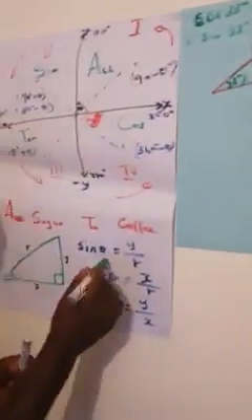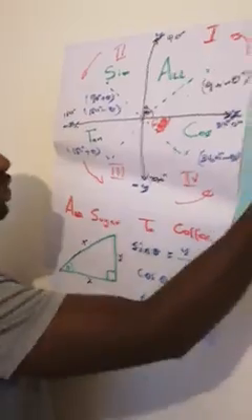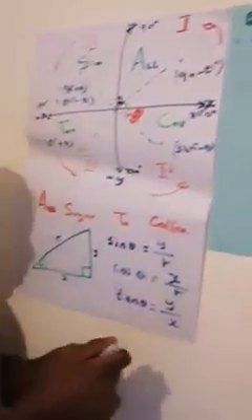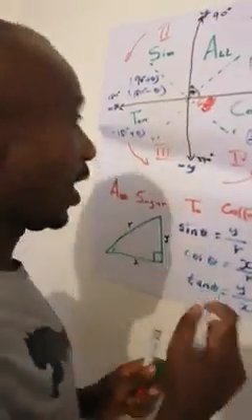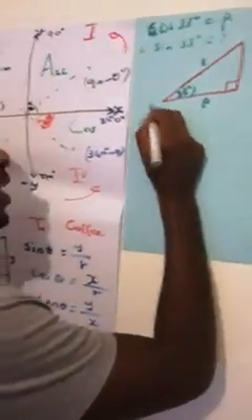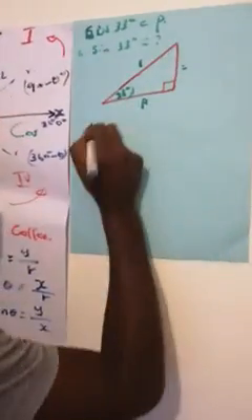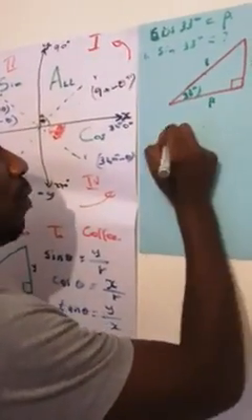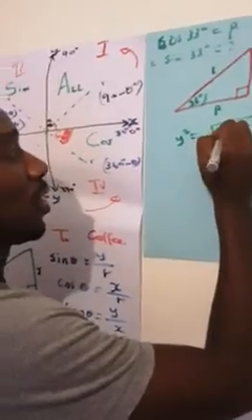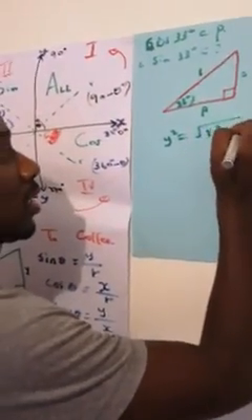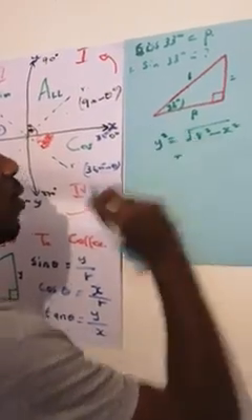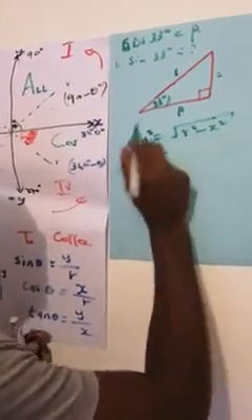Sine 33 will be y over r. We've got r here, but we don't have y. How are we going to calculate y? We're going to go to our Pythagoras theorem. Pythagoras theorem states that because we need this side, y squared is equal to r squared minus x squared. Then we can say y is equal to the square root, because we need y.